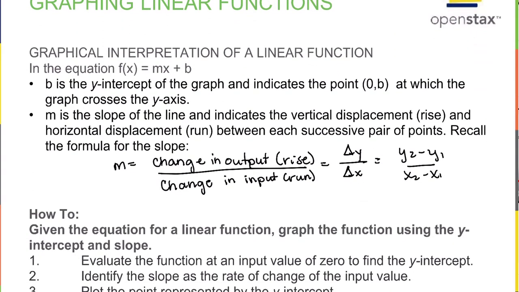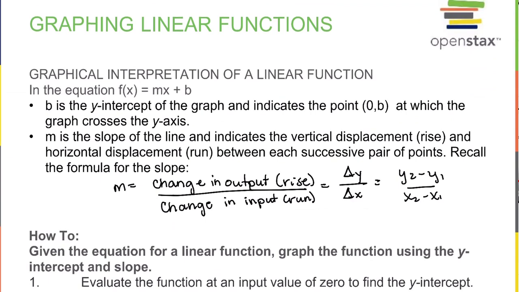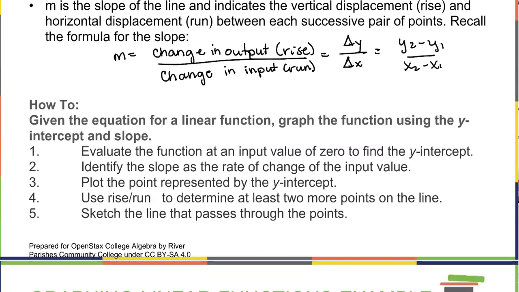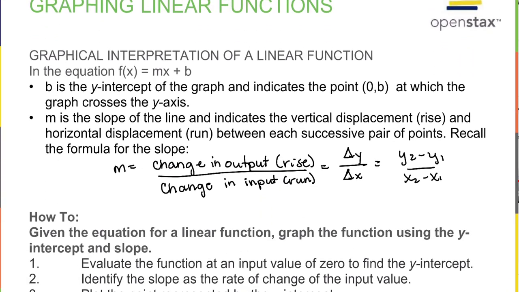Okay, now that's not the only way to graph, and we're going to talk about other ways to graph in a moment. But first, let's talk about the graphical interpretation of a linear function. So f of x equals mx plus b. Remember that b is the y-intercept of the graph, and it indicates the point 0, b, at which the graph crosses the y-axis. So wherever it crosses the y-axis, that is the y-intercept.